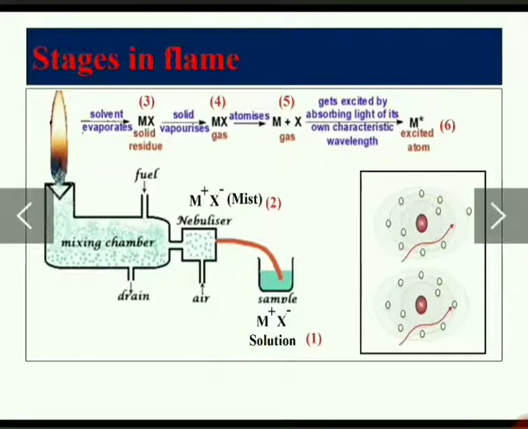Let's go to the second part, that is the flame. If you want to estimate sodium, we have to take a solution of sodium chloride. You know that sodium chloride will be in the form of ions in the solution, that is Na plus and Cl minus, and here there is a nebulizer. Here you have to pass air, that is compressed air. The solution will be converted into droplets, that is, the solution will be converted into a mist. So this is stage 2.